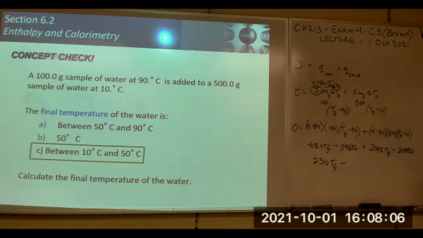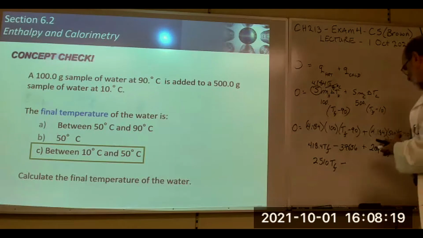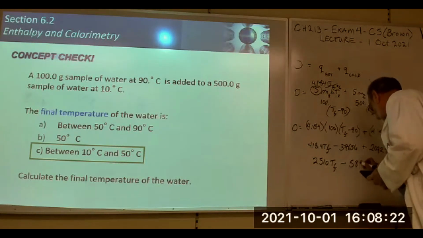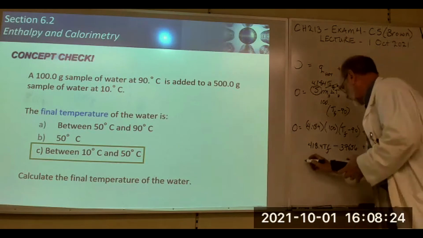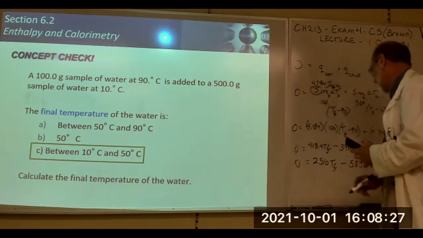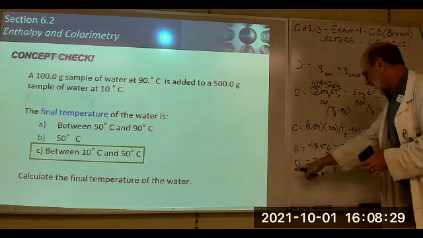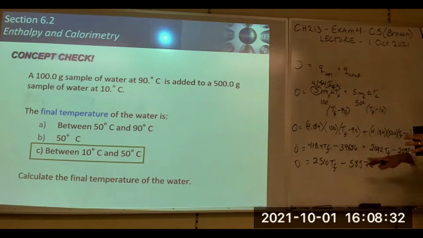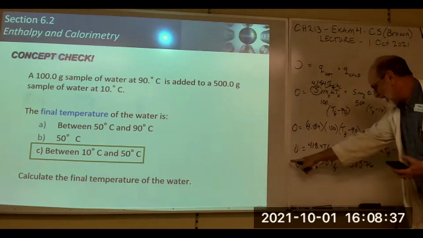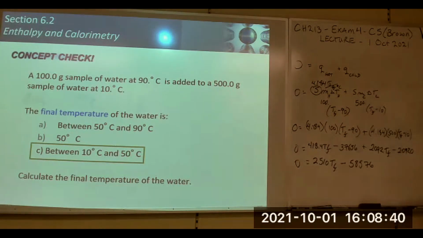I'll say 37,656, enter, and then 20,920. So it's minus 58,576. I sure hope I'm doing this right. There we go. Now, if we put this one on that side, exactly right, this one goes on that side. Now it's positive. Divide by that. That's the only kind of math I can do.